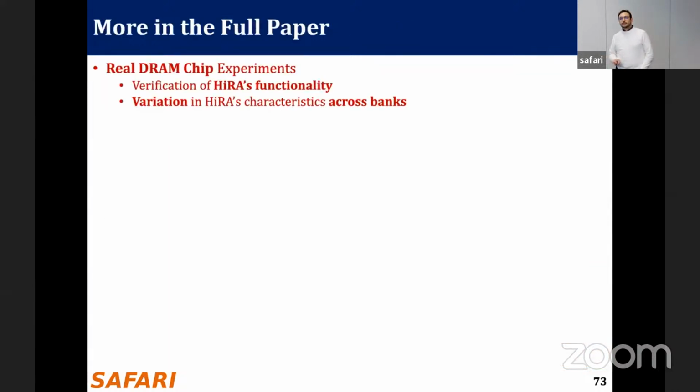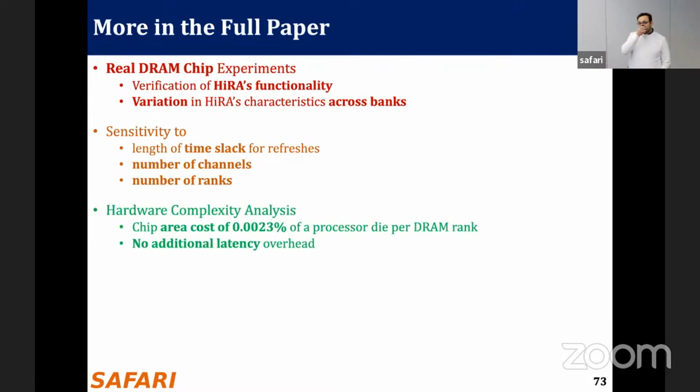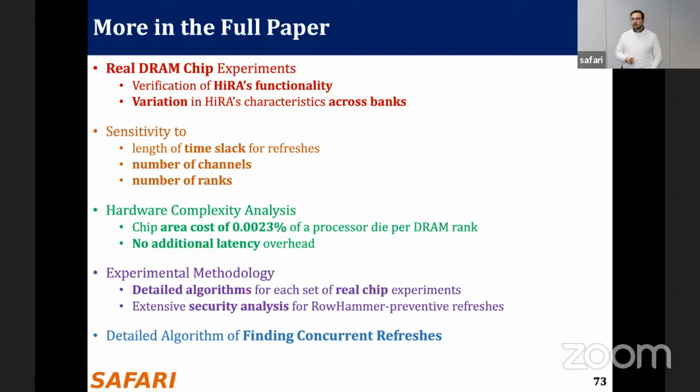So we have more details in the paper. We provide a lot of details into our real DRAM chip experiments, how we verify HiRA's functionality and variation in HiRA's characteristics across different DRAM banks. We look at the sensitivity of HiRA to the length of the time select for refreshes, number of channels, number of ranks in the system. And we also have a hardware complexity analysis, and we show that HiRA has very low hardware overhead. And we also provide a lot of details into our experimental methodology, and we provide the detailed algorithm to find concurrent refreshes as well.